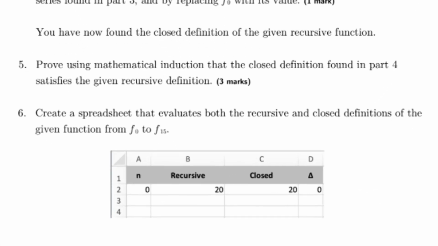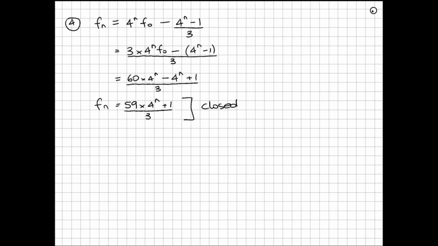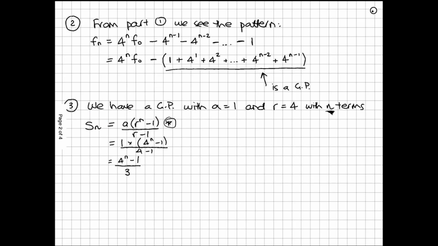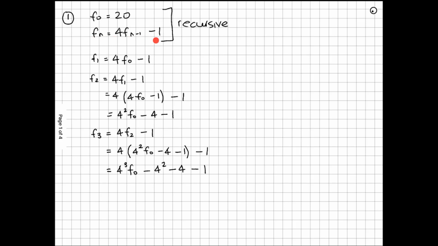Part 5 follows on directly from part 4 and it tells us to prove using mathematical induction that the closed definition found in part 4 satisfies the given recursive definition. As you may remember from part 4, we finished up by deriving this closed form of the definition, and now we're being asked to prove that that is equivalent to this recursive version.